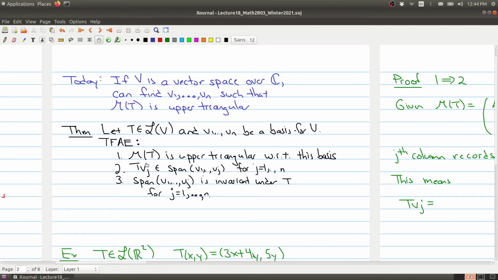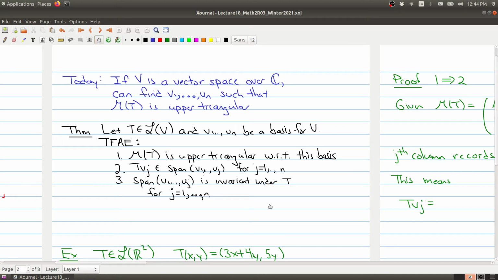If we take a linear operator and we have a basis for V, then the following are equivalent. The first is that this is a basis that will allow our matrix to be upper triangular, which is our goal. The second condition is that when we take that basis and look at where Vj gets sent after we plug it into T, it ends up back in the span of V1 to Vj, for j going from 1 to n. And the third is that the span of the first j vectors is invariant under T. You first look at the span of V1. Is that invariant under T? Then you look at the span of V1 and V2. Is that invariant under T? Remember, invariant under T means that you get mapped back into that space, and that has to be true for each j.